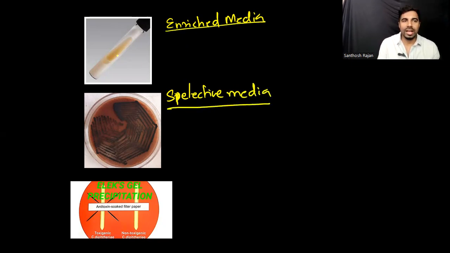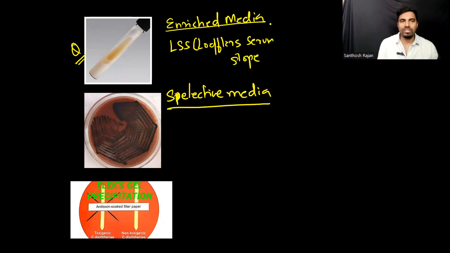This question can also be asked with a picture: this was grown on this, identify the media. What do you remember? It is a serum-based media, the Loeffler's serum slope. How do we remember it, sir? A lot of people forget it. It is named after Corynebacterium diphtheriae itself, Klebs-Loeffler, it came from that name. But still, how to remember?